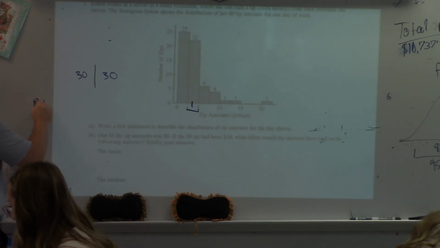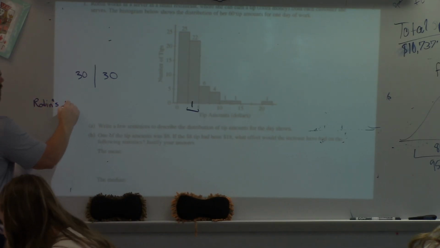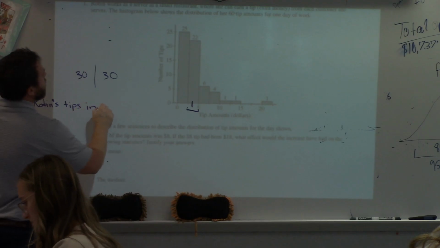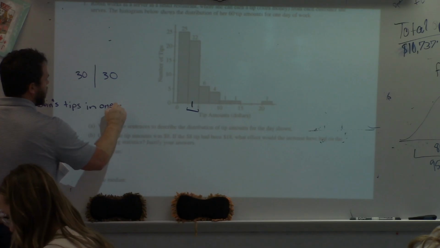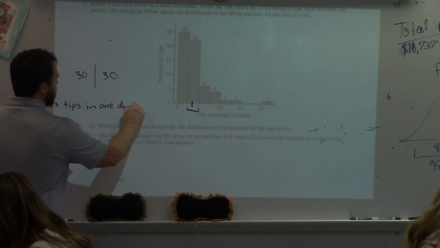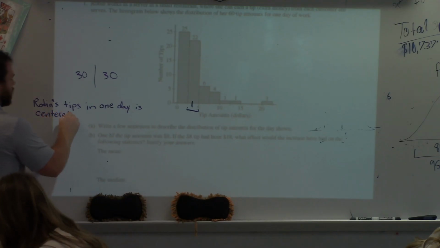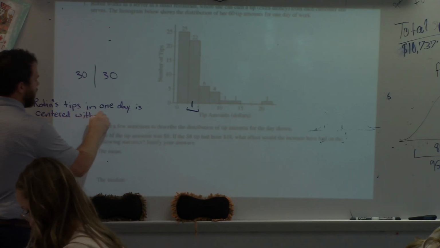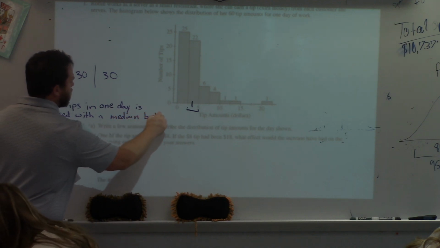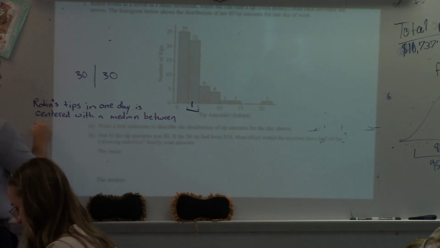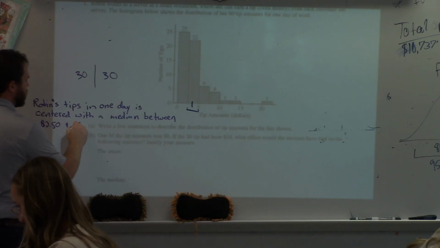So, Robin's tips in one day, in that one day, is centered with a median between $2.50 and $5.